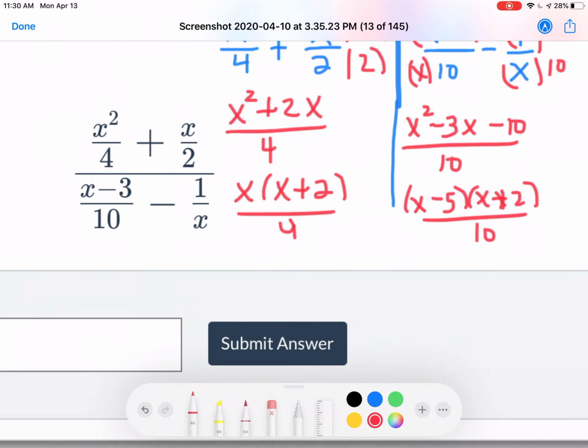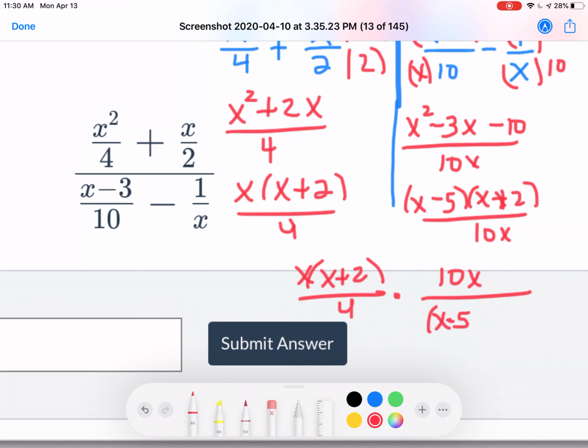And then this is just a little top bottom, so we'll keep the top, and we'll multiply by the reciprocal of the bottom. I think I left out that x right there. And then we'll just reduce, okay?